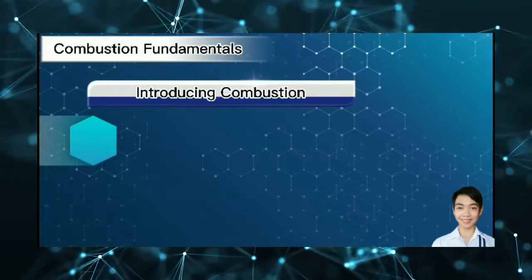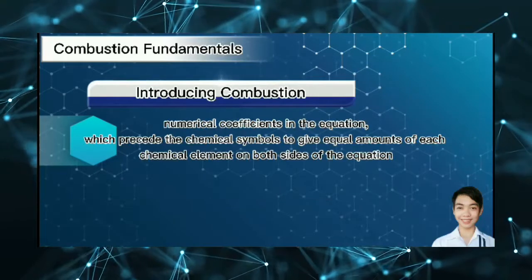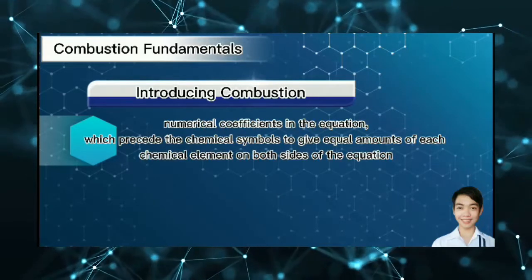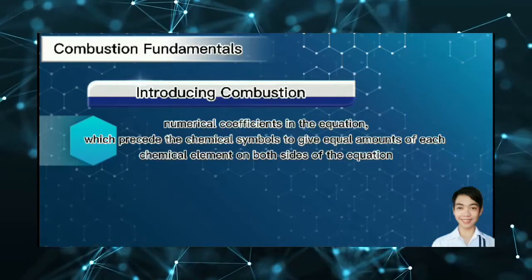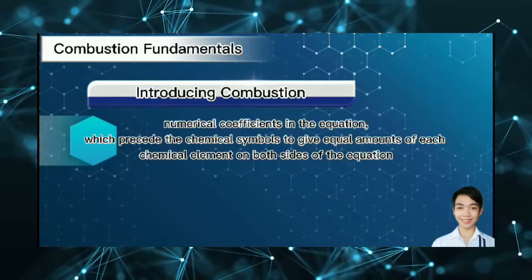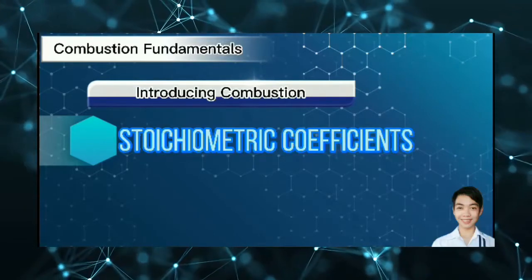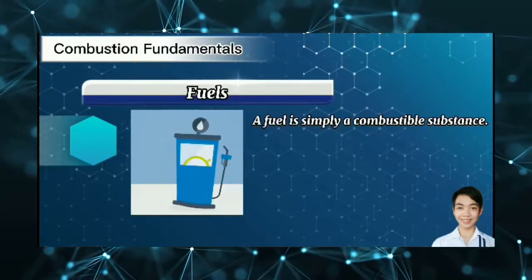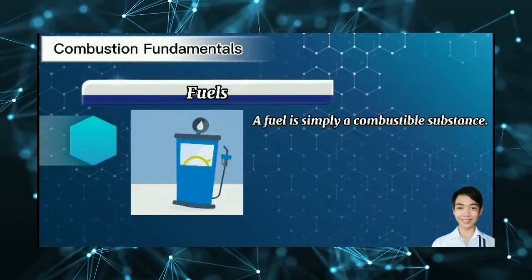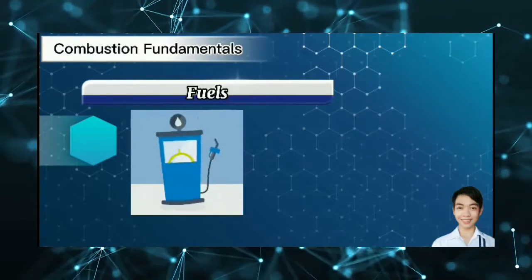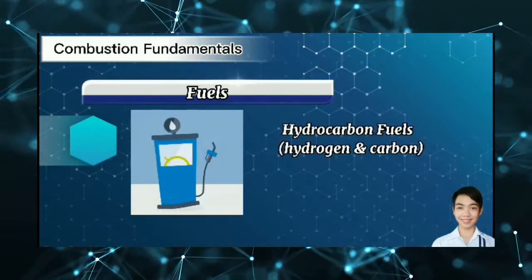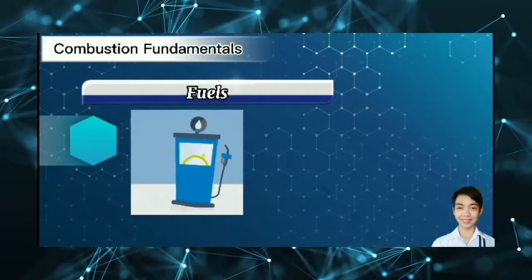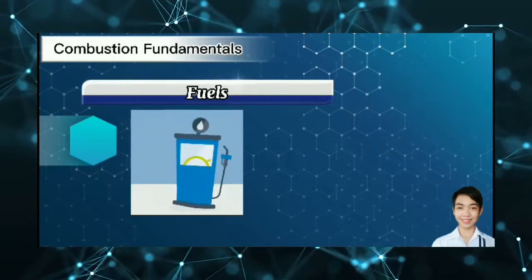It is important to note that the numerical coefficients in the equation, which precede the chemical symbols to give equal amounts of each chemical element on both sides of the equation, are called stoichiometric coefficients. So, fuels. A fuel is simply a combustible substance. In this chapter, the emphasis is on hydrocarbon fuels, which contain hydrogen and carbon. Sulfur and other chemical substances also may be present.